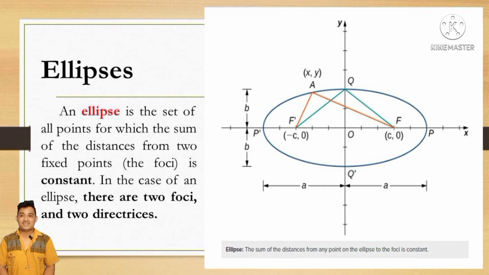An ellipse is the set of all points for which the sum of the distances from 2 fixed points, the foci, is a constant. In the case of all ellipses, there are 2 foci and 2 directrices. In the next figure, a typical ellipse is graphed as it appears on the coordinate plane.